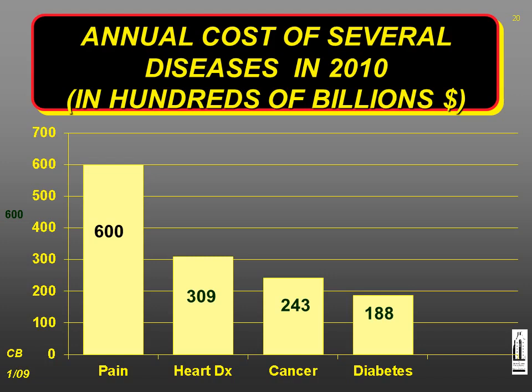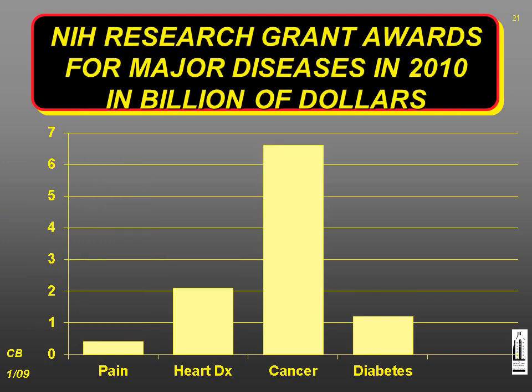One logical assumption would be that research funding by the federal agencies for each of these diseases would follow a somewhat parallel trend. Instead, we realize from this slide that the federal research funding for pain is at the lowest level, less than $500 million a year, while for heart diseases it is in the order of $2 billion a year, for cancer it is over $6 billion, and for diabetes it's over $1 billion.